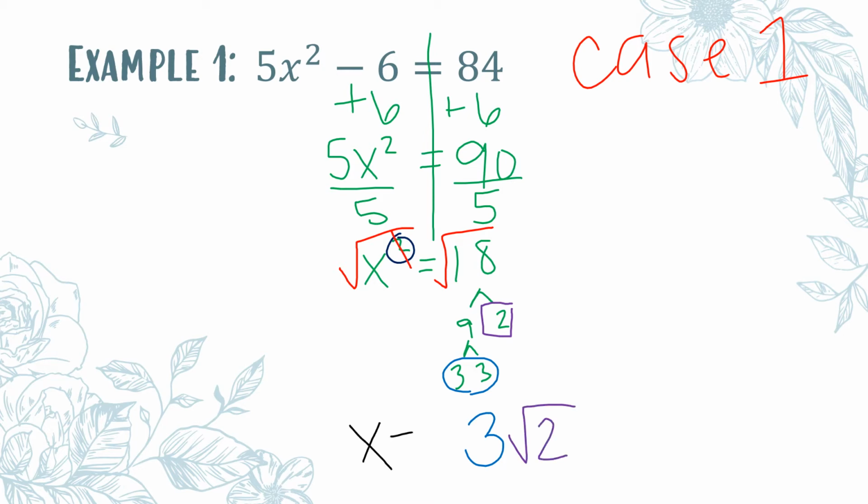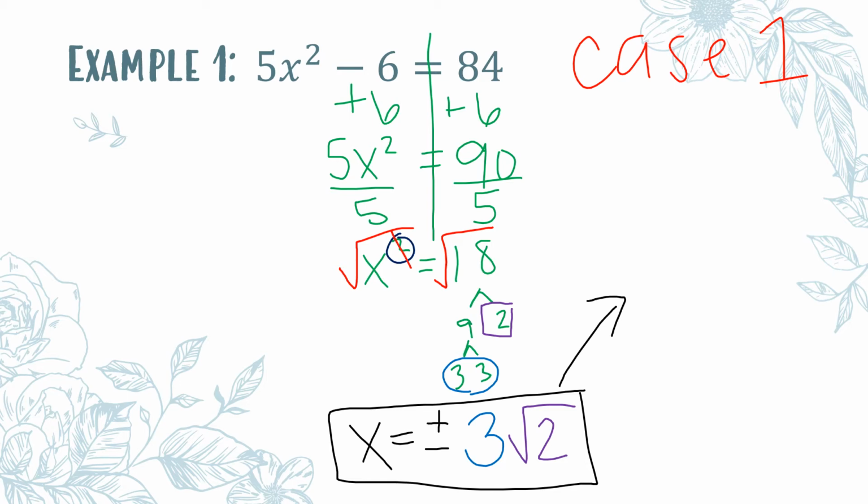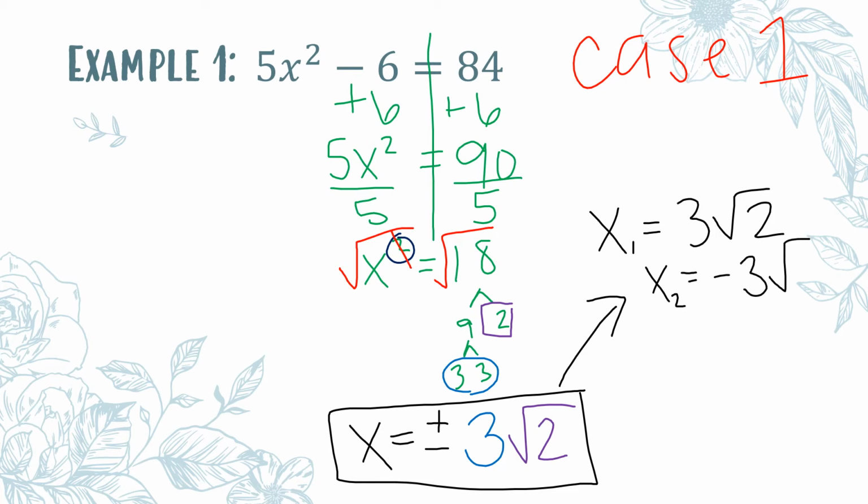So x equals, and then again, don't forget that plus minus. You always are going to have 2 answers if you're taking the square root of a positive number. So my final answer is a positive 3 root 2 and a negative 3 root 2. And it's important that you know, you don't have to write your answers this way every time, but it's important that you know that this means I had 2 solutions. The first solution was a positive 3 root 2, and the second solution was a negative 3 root 2. So it is totally fine if you want to write it out like this, or just leave it with the plus minus in front.